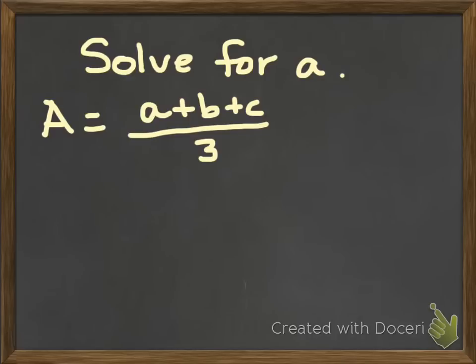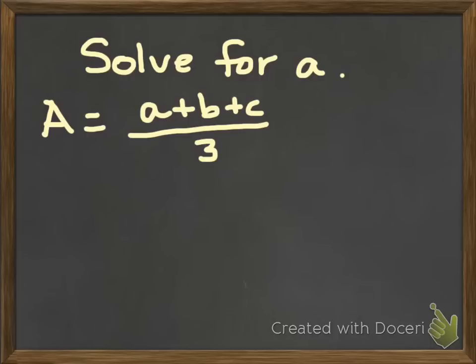Okay, here's our third example. Solve for little a. Big A equals a plus b plus c divided by 3. This is actually an average formula, the average of 3 numbers. When you add the 3 numbers together and then divide by 3, that's the average. So we have a fraction here. So what we need to do, see that's a plus b plus c over 3.